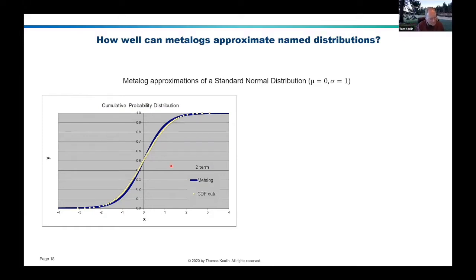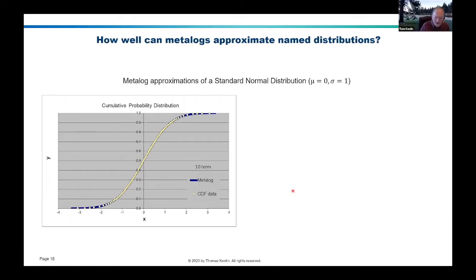And it's an okay approximation, not great. What about a four-term metalog? Even with four terms, you're getting very, very close to the normal distribution exactly. 6, 8, 10. By the time we get to 10 terms, it's virtually impossible to distinguish between the normal distribution and the metalog representation of it.